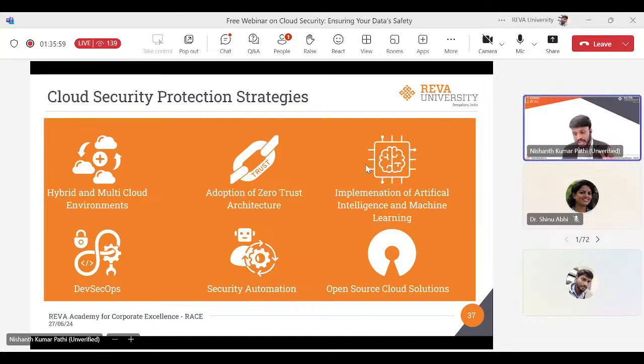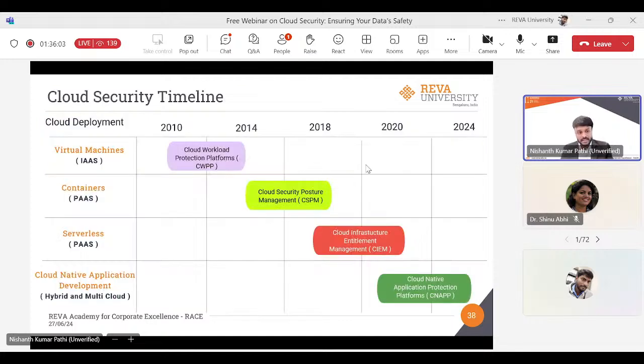But if you look at the tools and technologies that are available, let me put up a timeline here. In the 2010s, virtual machines were very common, and people started using infrastructure as a service. We used to have technologies like cloud workload protection platforms, which we call CWPP. This was there in the 2010s itself, on how you protect your virtual machines which are running on the cloud.